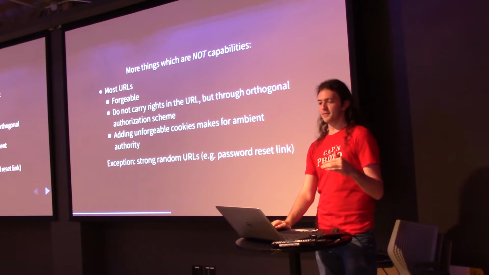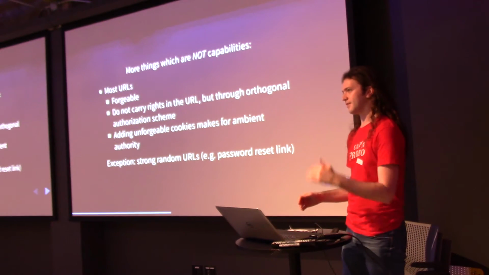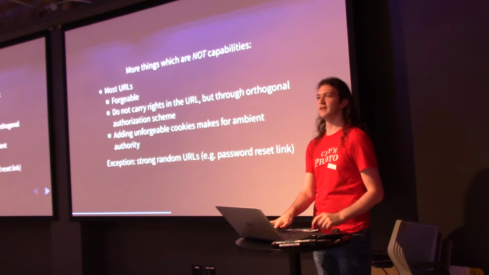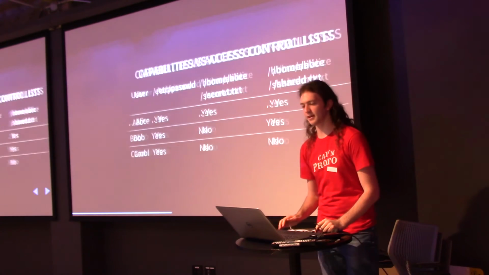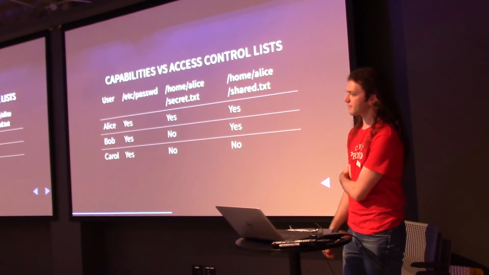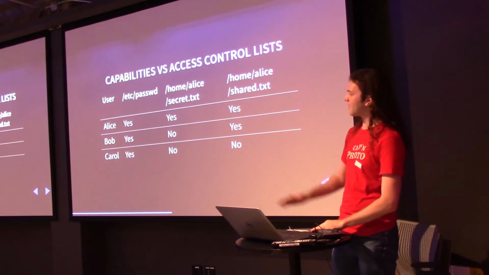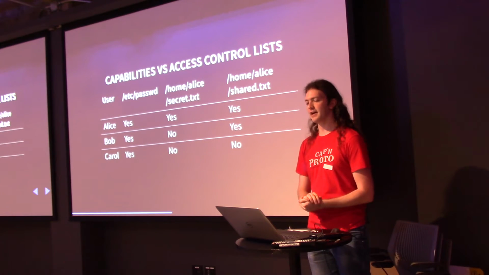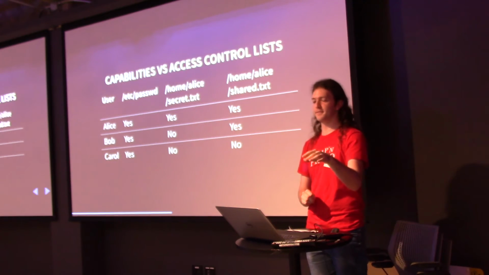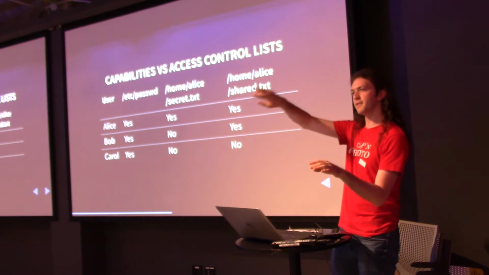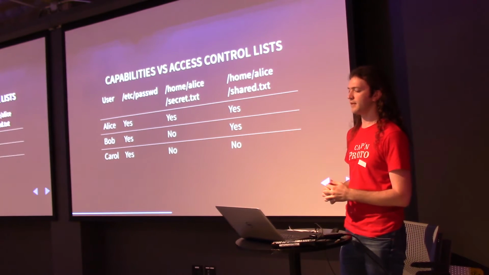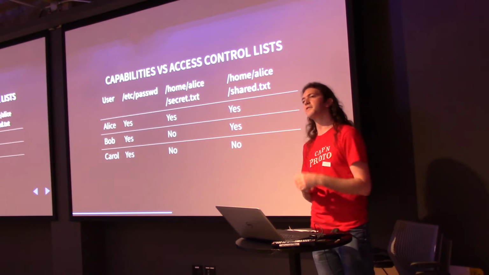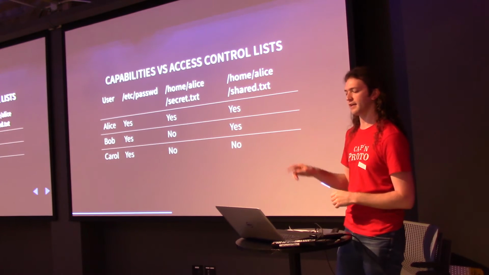So we've talked a bit about what are capabilities and what aren't capabilities. Let's compare capabilities with what you would probably otherwise use, which are access control lists. And so what you're looking at is known as the access control matrix. You have some principals on the left, some users. You have some resources on the top, the columns. And then you have whether that user should be allowed to access that resource as yes or no in each of the cells.